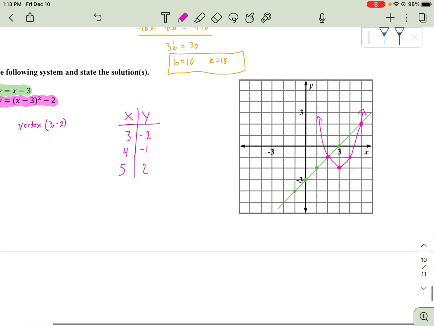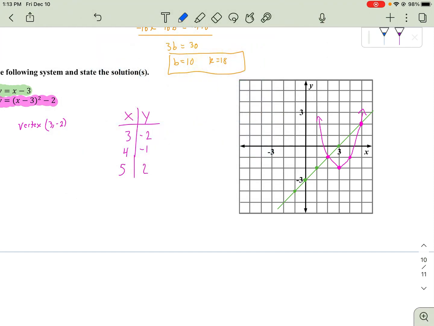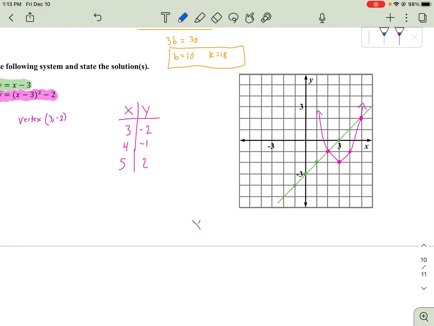And so my two solutions, you can either write just the x values, depending on how the problem is written. So x equals 2 and 5 were my solutions, right? Or you can say the intersection points 2, negative 1, and what was it, 5, 2. And there you go.